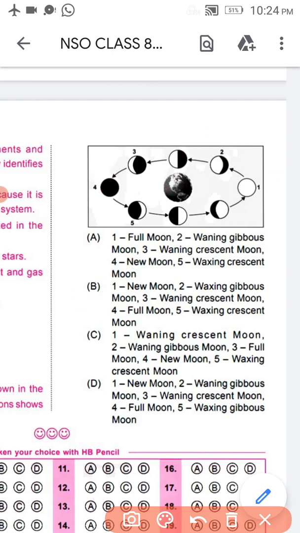From the diagram you have to identify: this is the full moon, this is the full moon, this is matching with this one, so the same name will be there, and it is repeating, so option number B is the correct option.